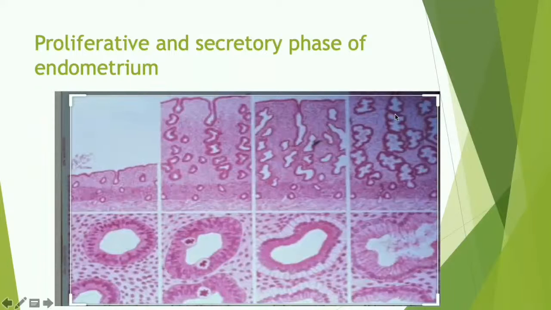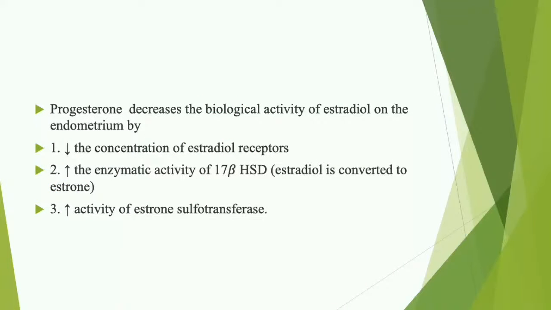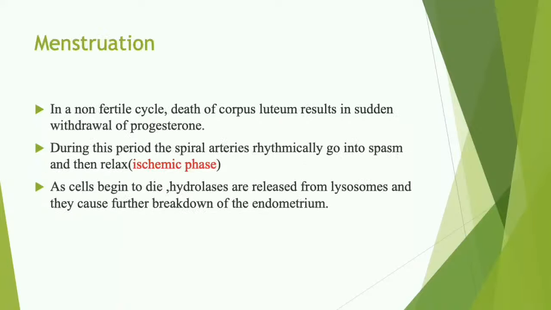You can see this, the glands changing into corkscrew shape, right? Here again with rich deposition of glycogen in the stroma. The thickness is almost the same, but there is a differentiation in the type of tissue there, forming what is known as decidualization. Right? Now, how does this progesterone decrease the biological activity of estradiol? It reduces the number of receptors. It increases the enzymatic activity of 17-beta HSD, where estradiol is getting converted into estrone, and there is increased activity of estrone sulfotransferase also.